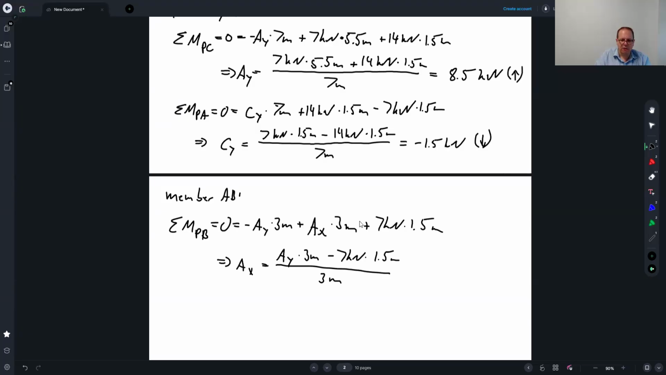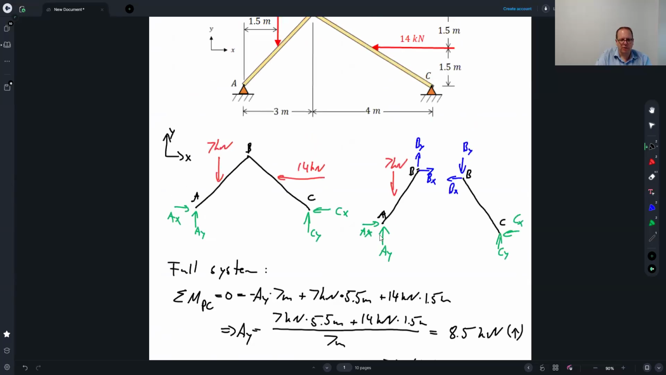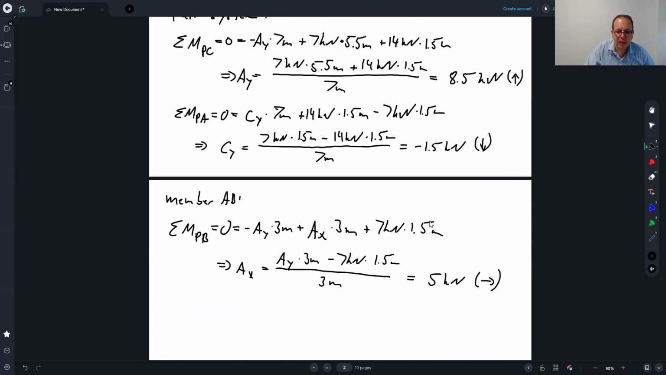We can get the 8.5 from up there, plug that in, and that will give us 5 kilonewton. It was positive. We had positive to the right, so that goes back. All right, so now that we have that, we can go ahead and look for it: if we have AX, we can get BX, and if we have AY, we can get BY.